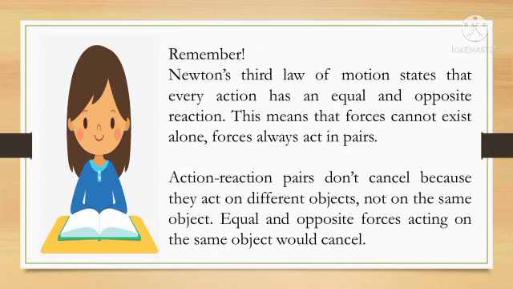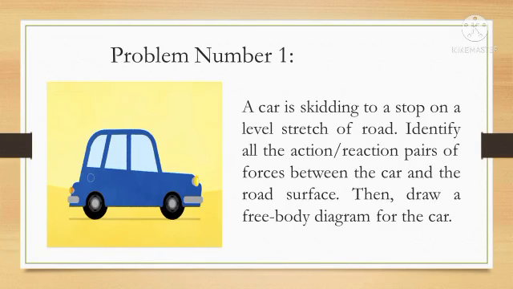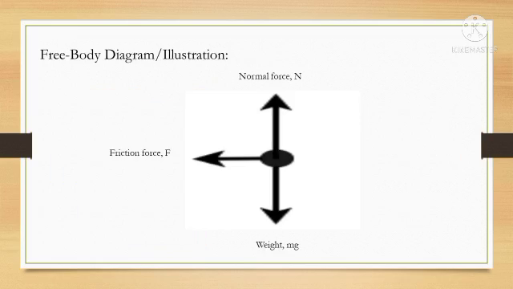So far, I have discussed Newton's third law of motion and analyzed some examples. We can now proceed to the main given problem. A car is skidding to a stop on a level stretch of road. Identify all the action-reaction pairs of forces between the car and the road surface. Then, draw a free body diagram for the car. The most important step in solving problems involving Newton's law is to draw the free body diagram.